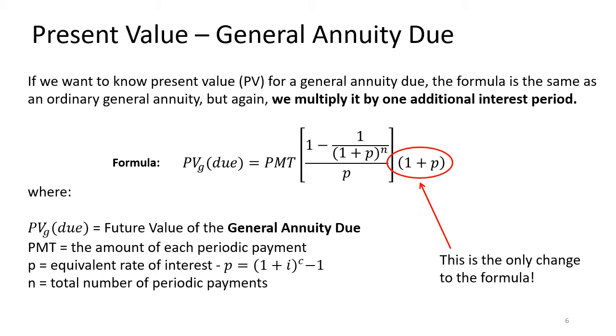So now let's talk about present value. Just like in future value, the only difference is we have one additional interest period. So this same 1 plus P term is added to the end of the present value formula that we used for an ordinary general annuity. Remember, the difference between the ordinary general annuity and ordinary simple annuity formulas was just that we had this value P, which was our equivalent rate of interest, and it's that formula, 1 plus the periodic interest rate to the exponent c minus 1.